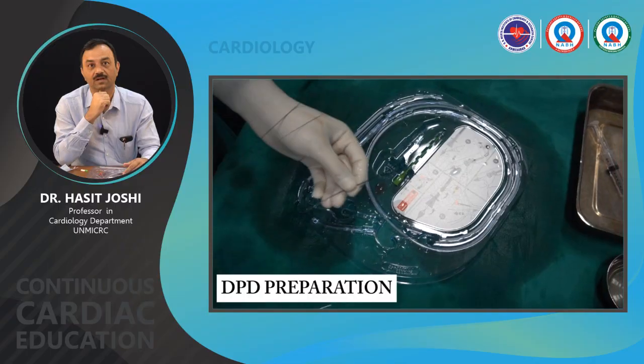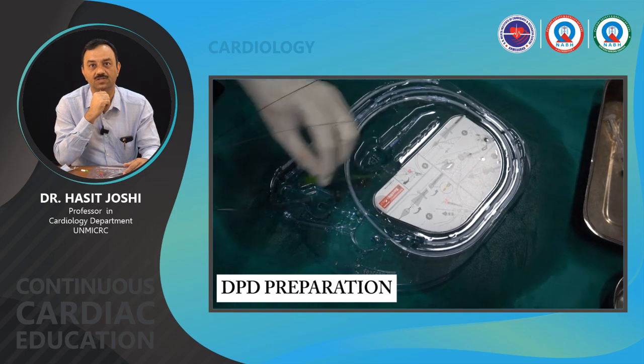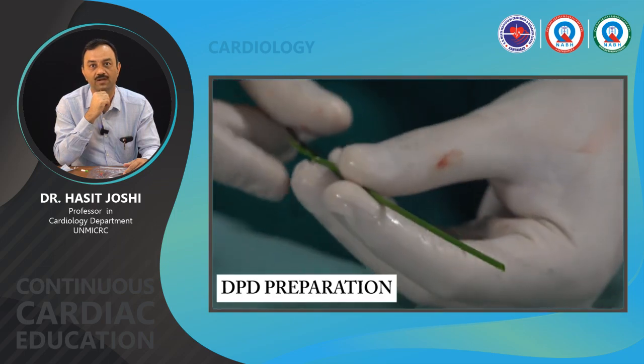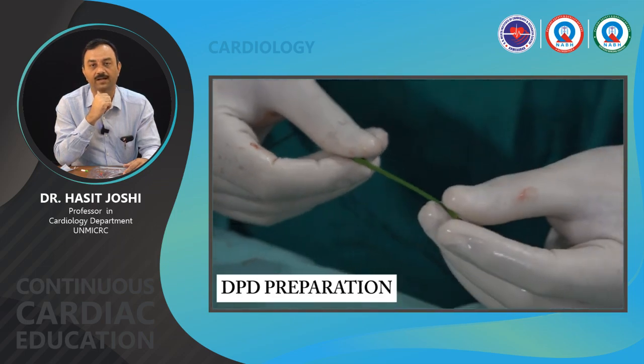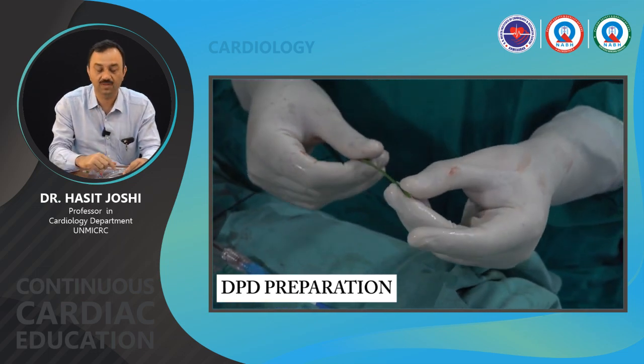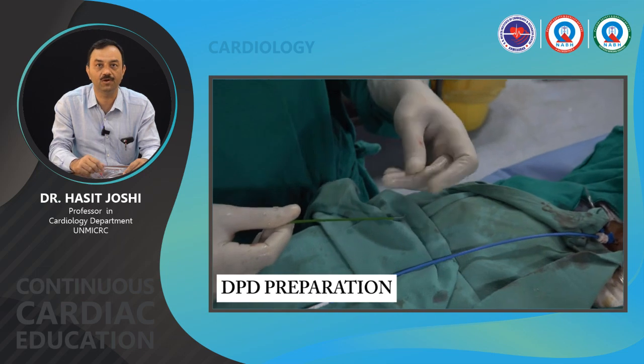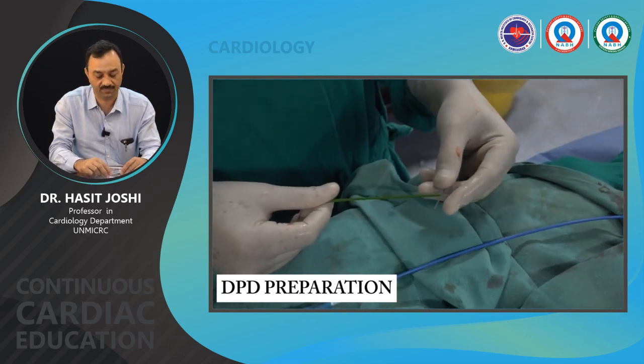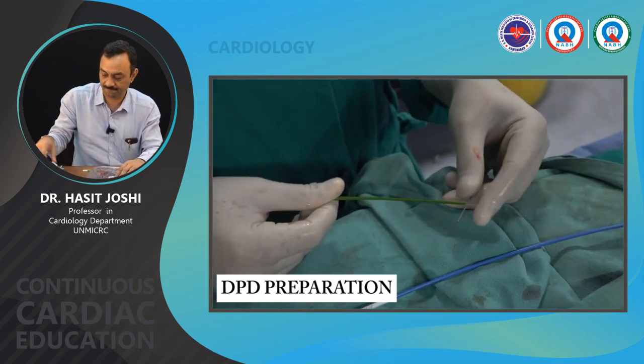Okay, next slide. And now see, the constant flushing is on, so that no air can go in. Push your Emboshield through this sheath, which is like a pacemaker sheath. It can be peeled off. It is a peel-off sheath.